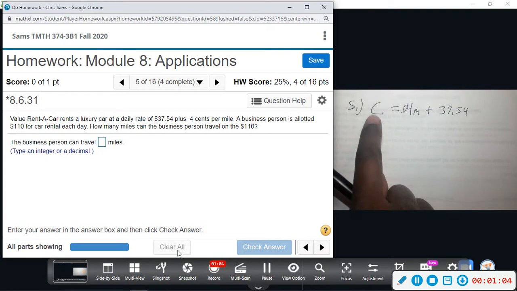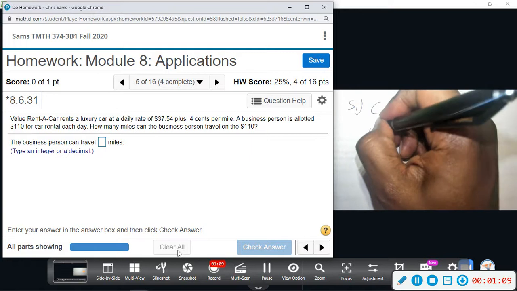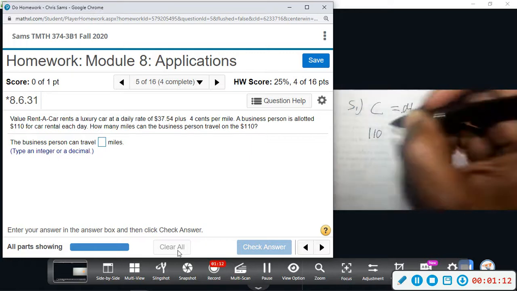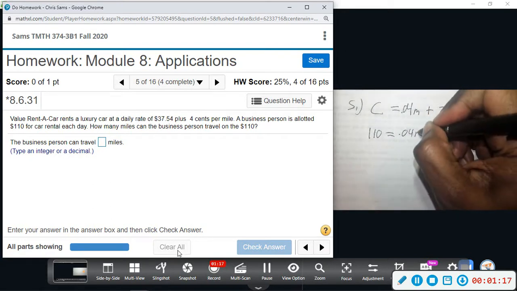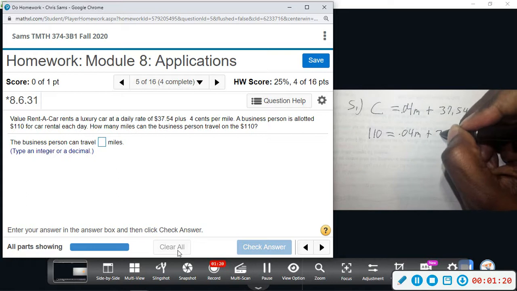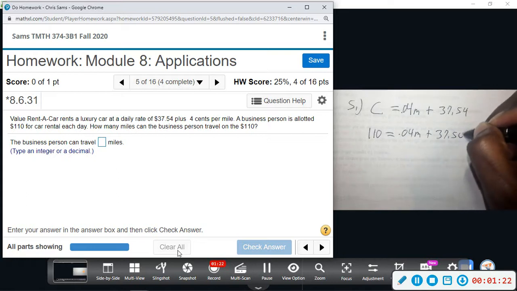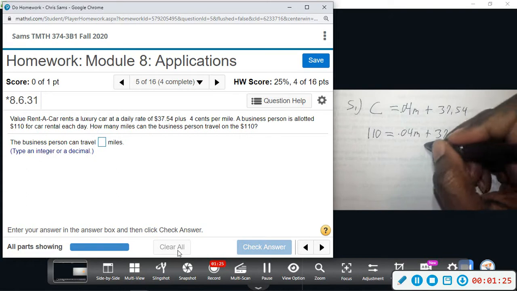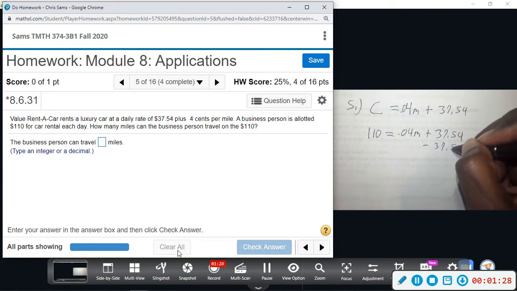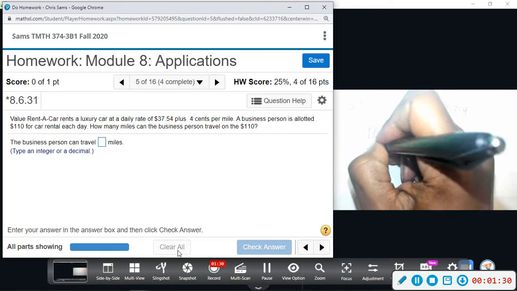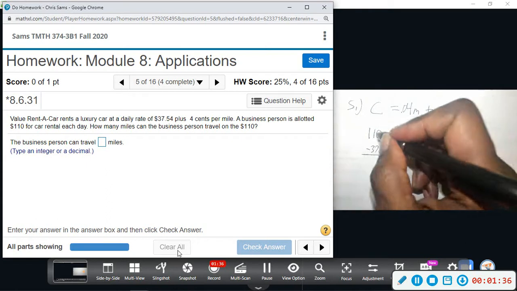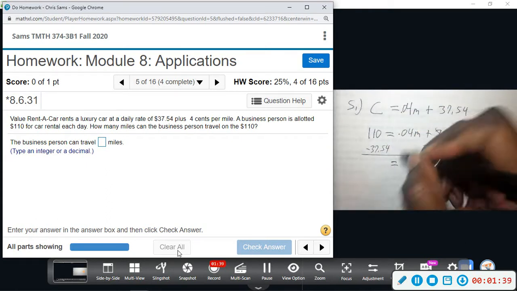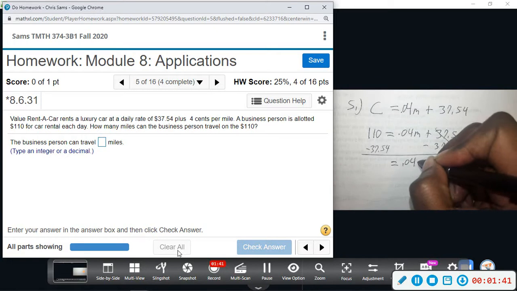Now, if we can use $110, we're going to replace C. The cost is $110. That's all we can spend. We're going to be able to figure out how many miles we can go. 110 equals 0.04 times M plus 37.54. So we're going to subtract 37.54 from both sides. That goes to 0, and this is going to equal 0.04 M.